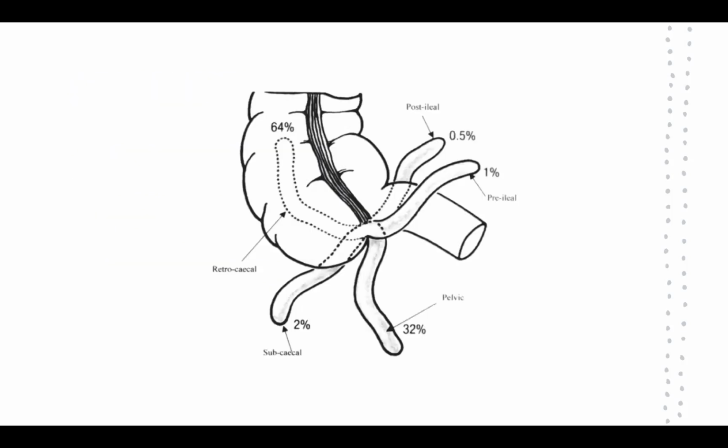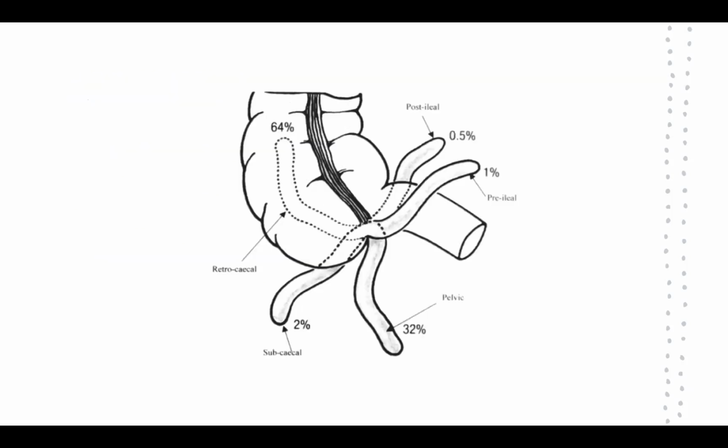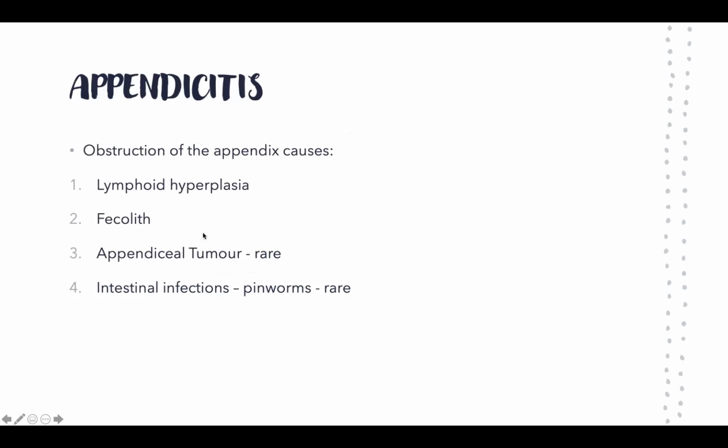All right, now we've talked about the appendix. What is appendicitis? Appendicitis, itis means inflammation, and so appendicitis is inflammation of the appendix. And what can cause inflammation of the appendix? It's listed right here: obstruction. There are a number of causes for obstruction. Anything that obstructs the appendix can lead to inflammation of the appendix.